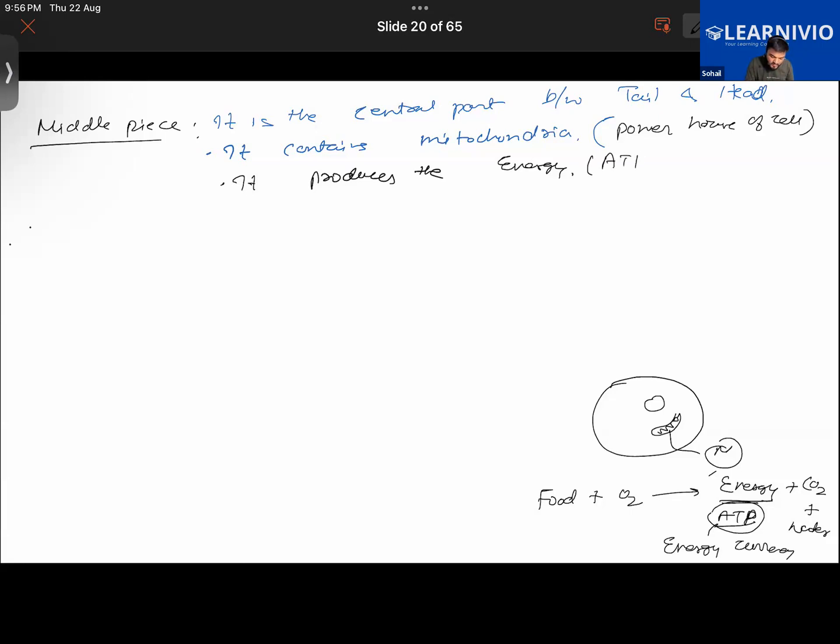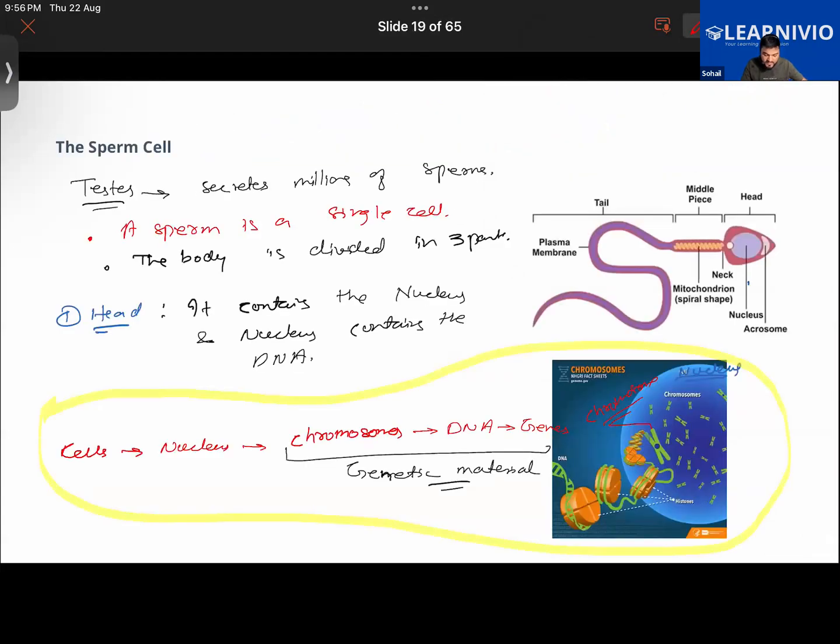So ATP is produced, which is used by the sperm for movement. So that's all about the middle piece. Right after this, we have the tail of the sperm. The tail is elongated. It is quite long. It is a thin structure.